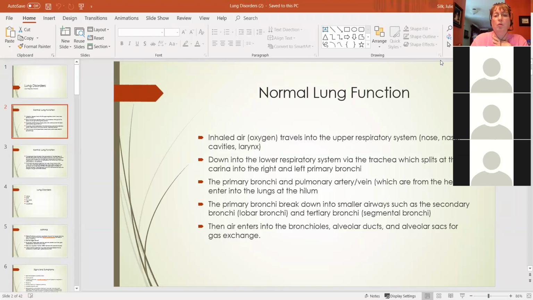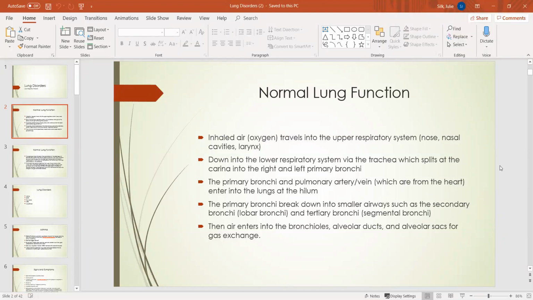So when we breathe, when we inhale air, oxygen travels into our upper respiratory system, through our nose, our nasal cavities, down through our larynx, down into our respiratory system. So everything splits off into your bronchi and into your pulmonary arteries and your veins. And then once everything gets down there, the primary bronchi breaks down into smaller airways even from there. So then air enters into your bronchioles and your alveolar ducts and your alveolar sacs. And that's where we start to do that gas exchange.